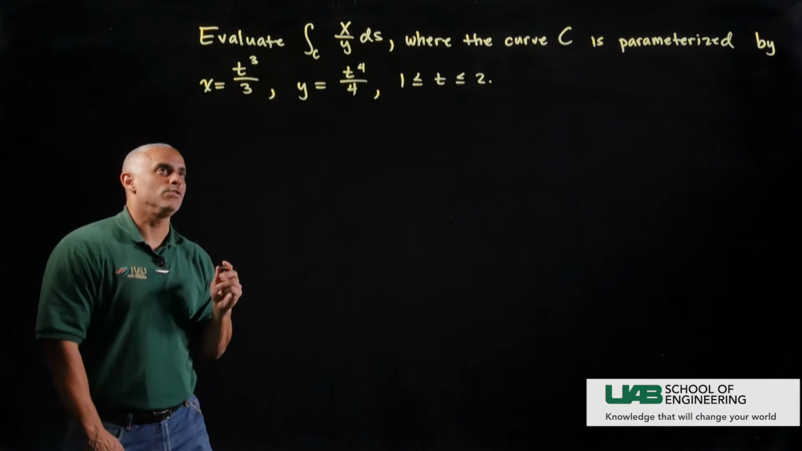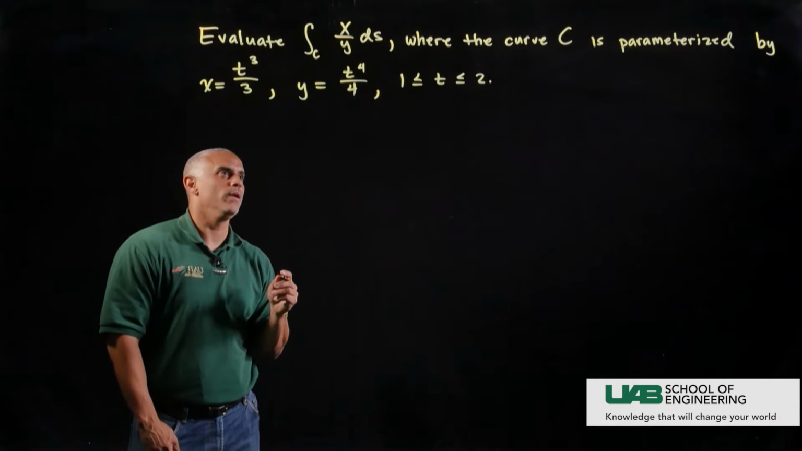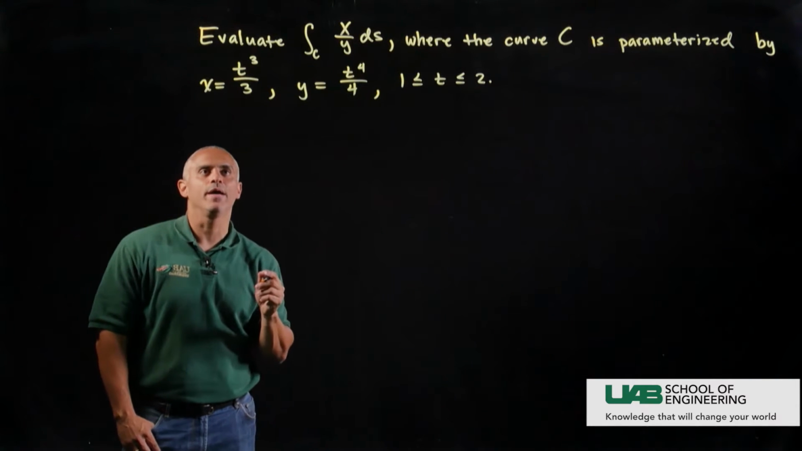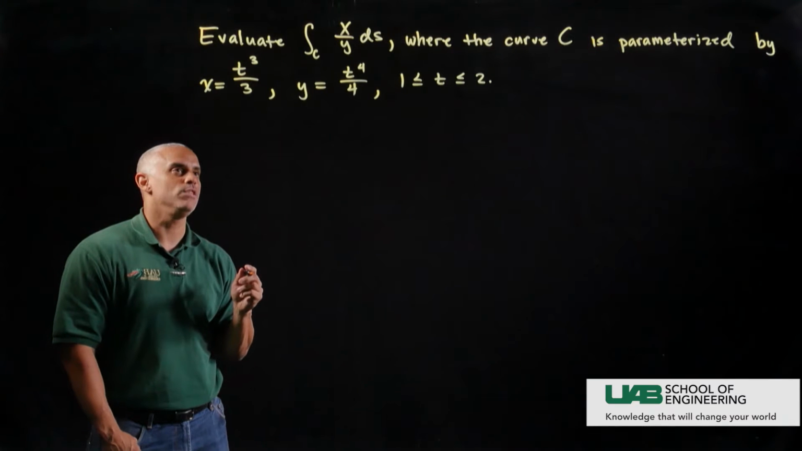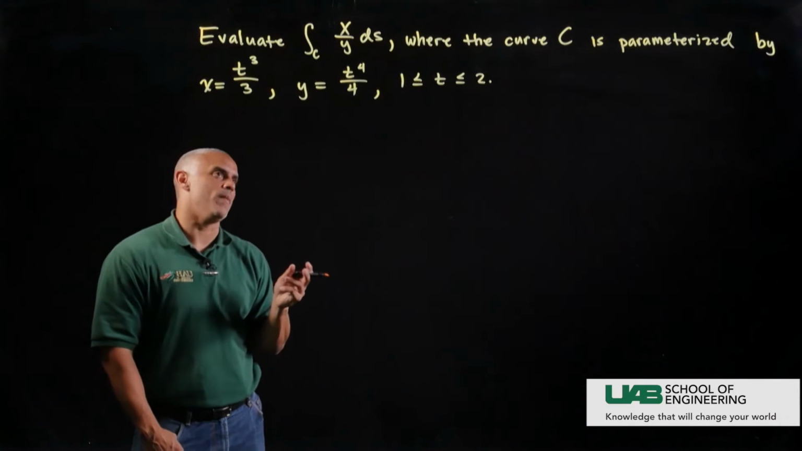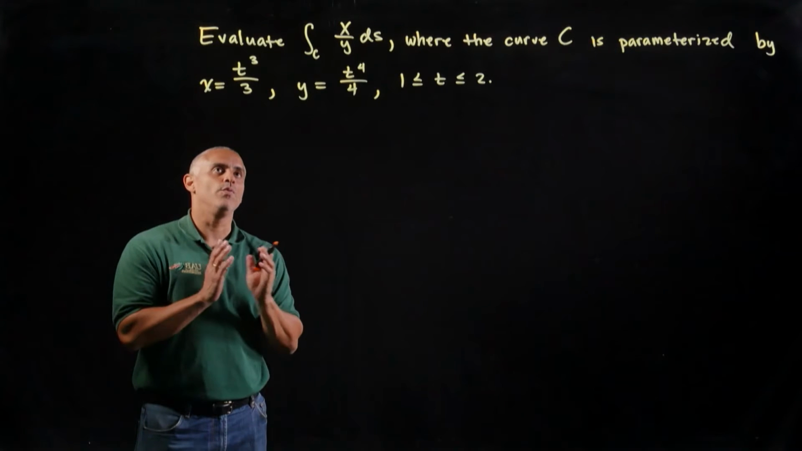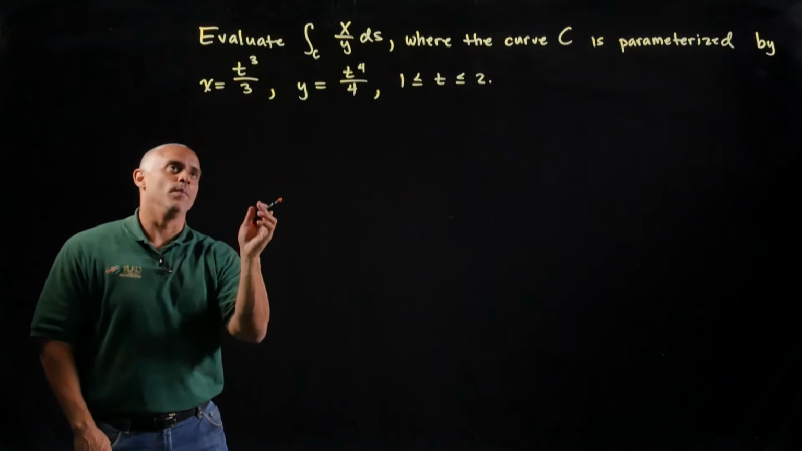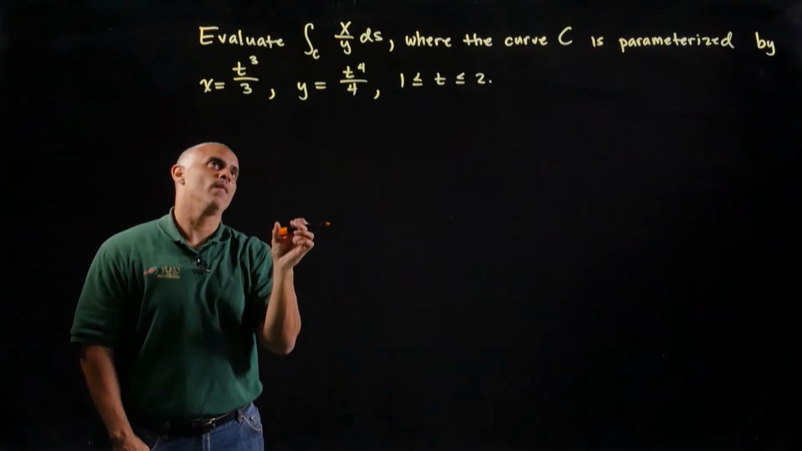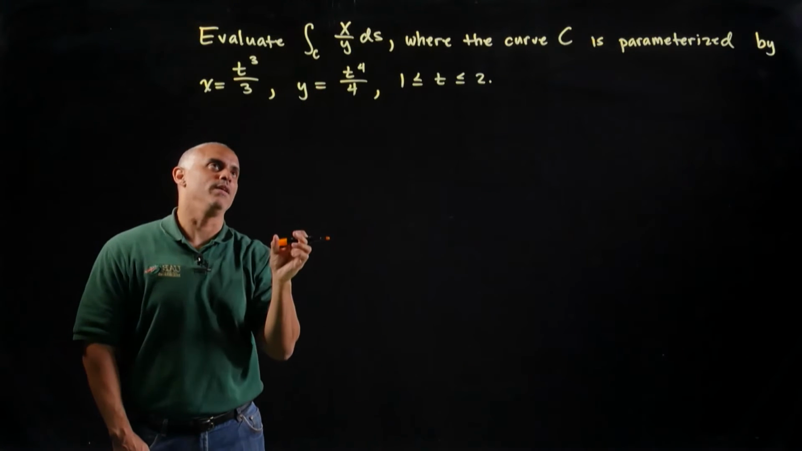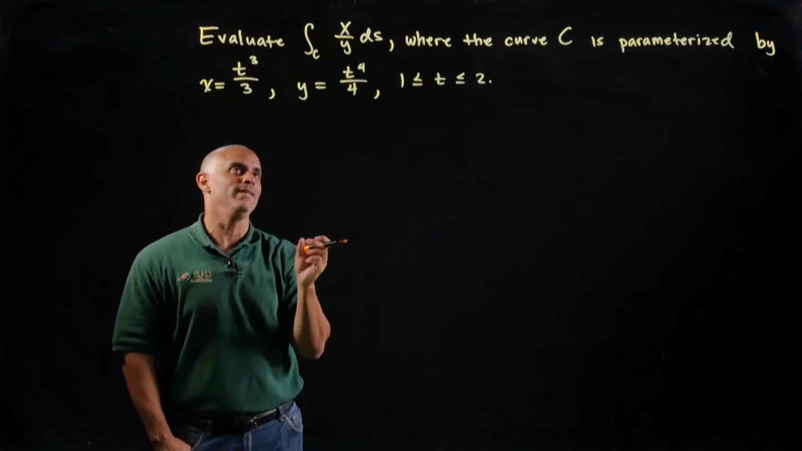Let's evaluate the contour integral of x over y ds, where the curve C is parameterized by x equals t cubed over 3, y equals t to the 4th over 4, and t is bound between 1 and 2. So first, whenever we transform an integral, remember we need to know the limits of integration, maybe how to parameterize the integrand, and our differential element ds.